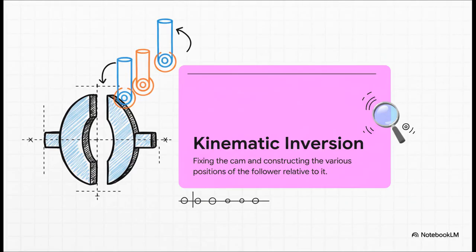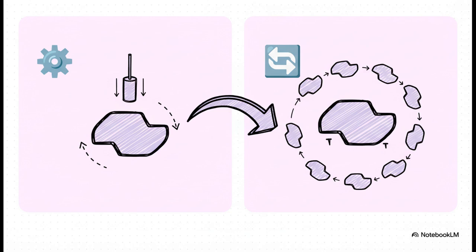Think about it. Trying to draw a weird, lumpy shape that's spinning while also tracking the up and down motion it creates, that sounds like a headache. So with kinematic inversion, we just flip the whole problem on its head. We pretend the cam is bolted to the table, and instead we imagine the follower is the one moving around it. So in the real world, the cam spins and the follower goes up and down. Simple enough. But for drawing it, we pretend the cam is stationary, and the entire path of the follower actually swings around the cam. What this does is it turns a tricky dynamics problem into a much, much simpler static geometry problem. It's a game changer for visualization.